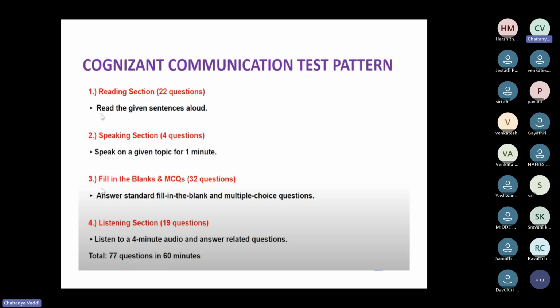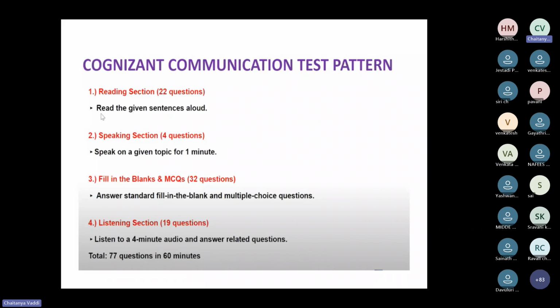Here comes the third one, fill in the blanks and MCQs. Here you see 32 questions. There might be a chance where you just have to fill in the blank, or choose from four options. What they will be covering here: the first one is tenses, second prepositions, third articles, and fourth direct to indirect speech or voice, like active voice or passive voice. That is about the third one.